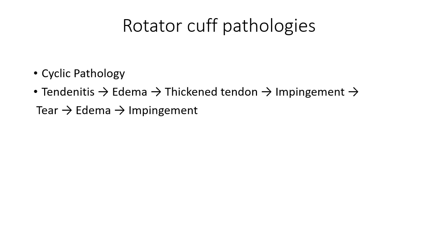Rotator cuff pathology is a cyclic pathology. It starts with tendinitis that will lead to edema. Edema will lead to a thickened tendon. A thickened tendon will lead to impingement. Impingement will lead to a tear, usually a degenerative tear, and the tear will lead to more edema, and the edema will lead to more impingement and pain, usually at night.